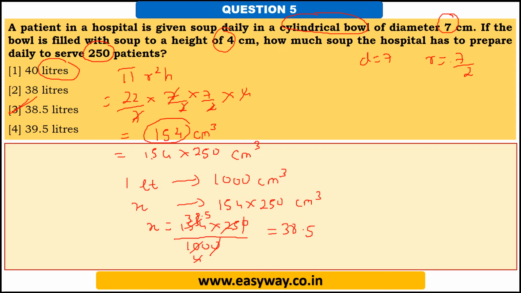But the answer here is given in liters, and we know that 1 liter is how much? 1000 centimeter cube. So let us say x liters is equal to 154 into 250 centimeter cube. After solving this, we got the answer as 38.5 liters. So option number 3 is the correct answer.